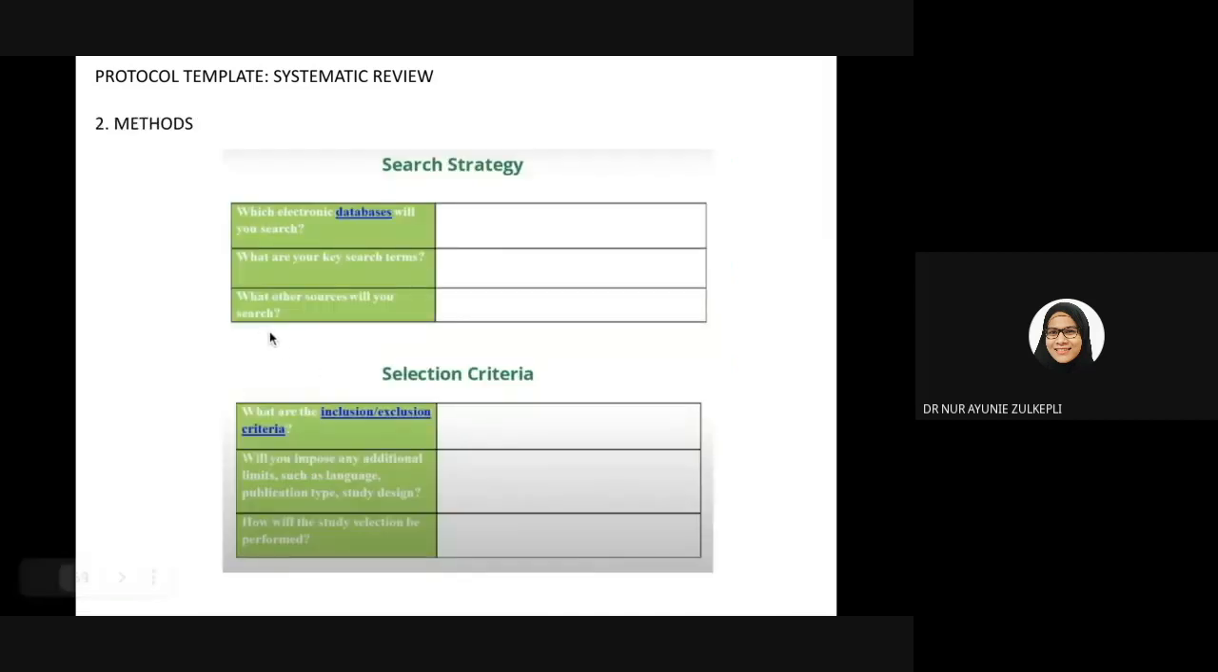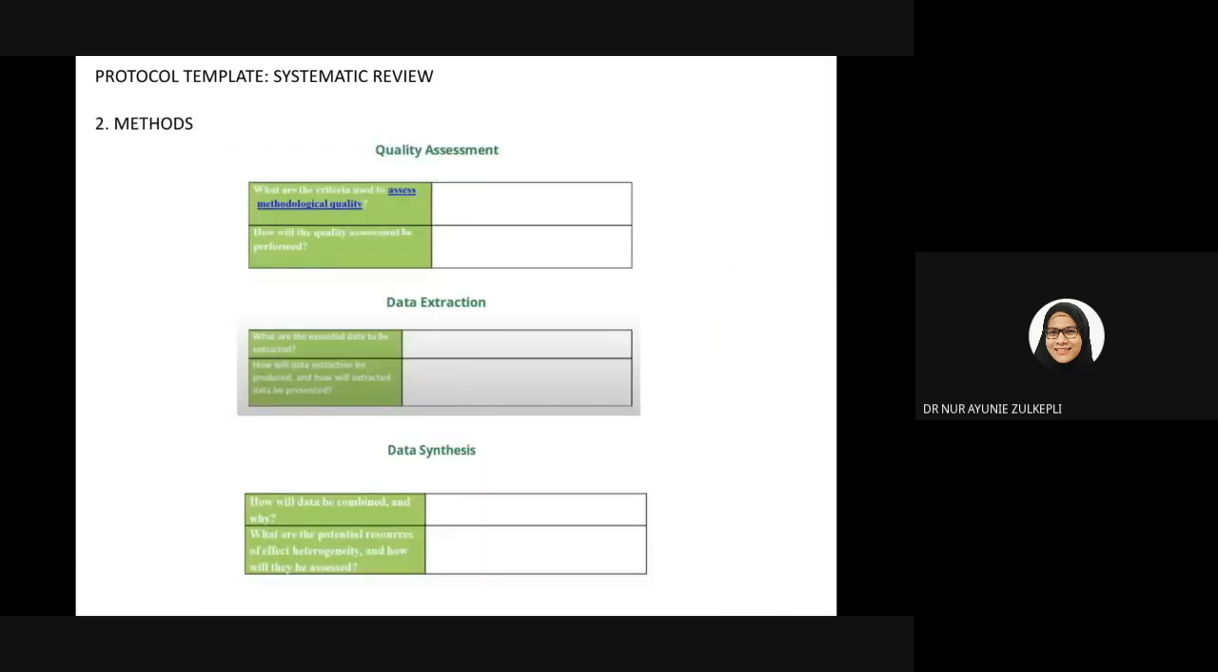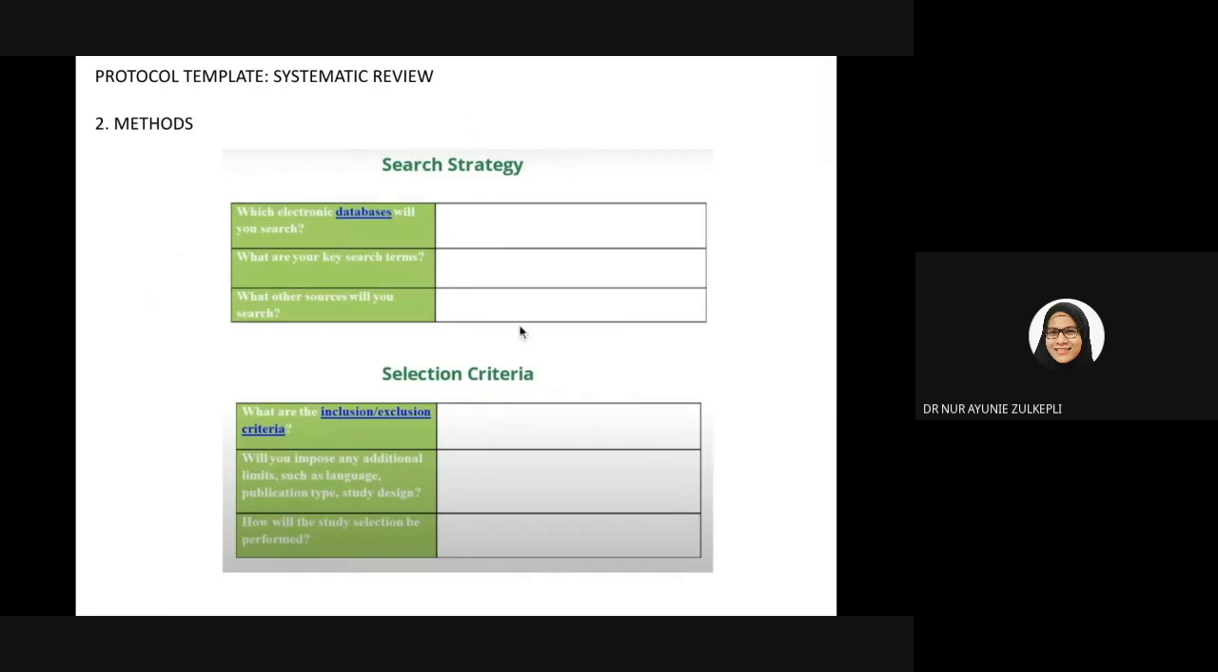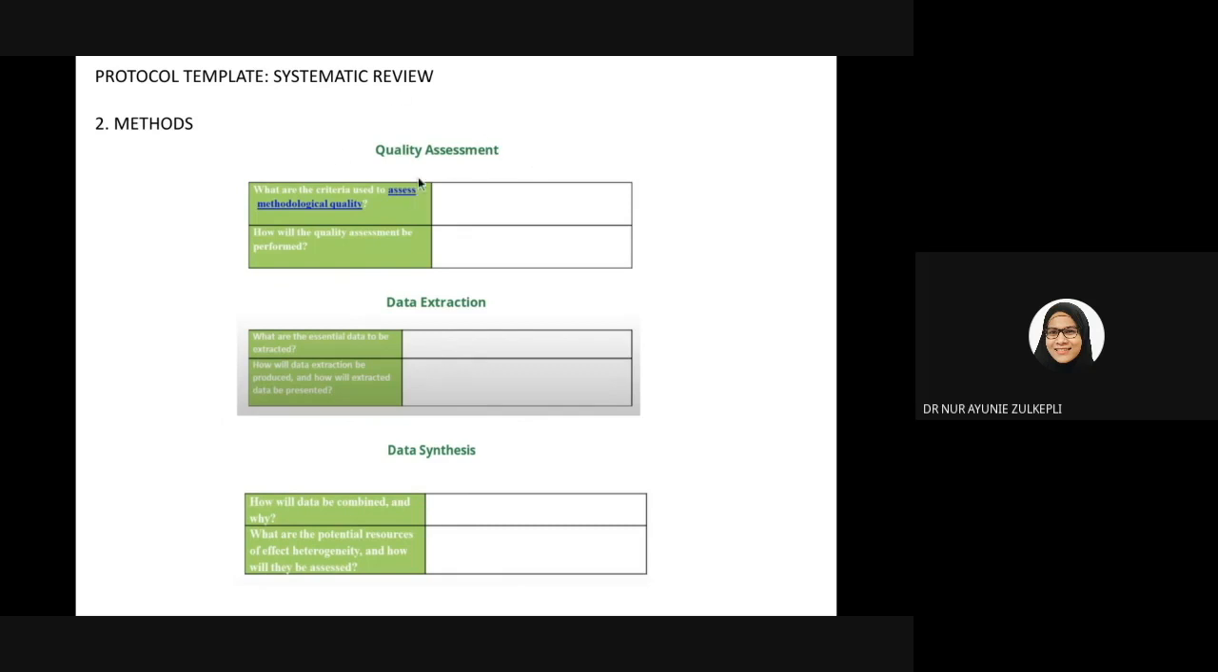And for method, you can discuss the research strategy and selection criteria, what the inclusion and exclusion criteria are. So you can put the flow I showed you just now, from 12,000 and then you pick like 55. That is the selection criteria. And you can assess the quality, data extraction, data synthesis. So you can ask this question for your writing.